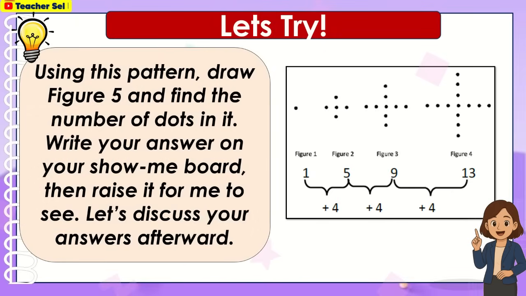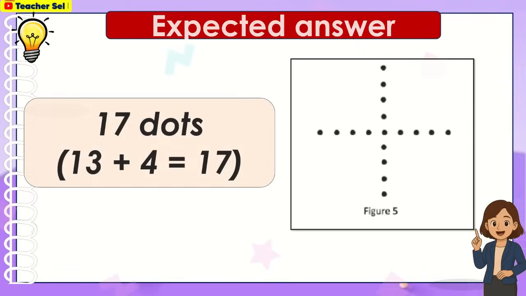Let's try. Using this pattern, draw figure 5 and find the number of dots in it. Write your answer on your show me board, then raise it for me to see. Let's discuss your answers afterward. The expected answer is 17 dots. 13 plus 4 equals 17.